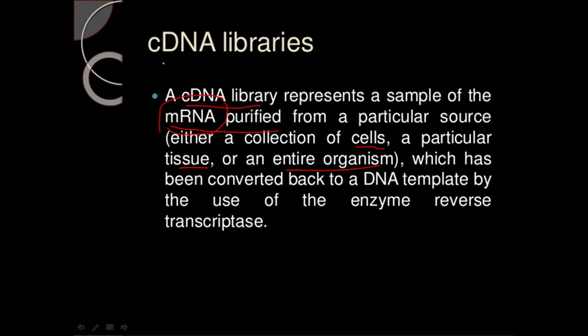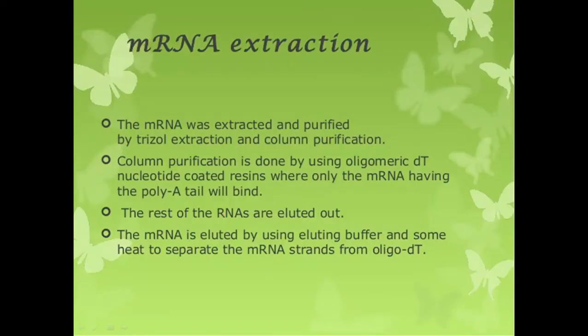Now remember that a cDNA library represents the expression of genes at a particular time point. So the first step for the construction of a cDNA library is the extraction of mRNA from a particular type of cell, tissue or organism, and this mRNA is converted back into DNA by a specific enzyme called reverse transcriptase. The enzyme reverse transcriptase is the most important part of constructing the cDNA library.